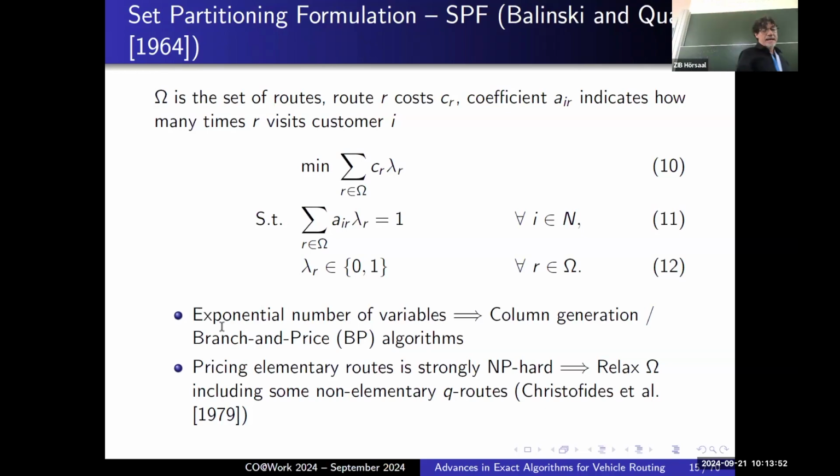The pricing is actually strongly NP-hard. If you want to price routes that are elementary, this is strongly NP-hard, so people actually relax it. So instead they can, for example, price what they call Q routes, which are routes that may repeat some customers, and this makes the problem much more tractable.